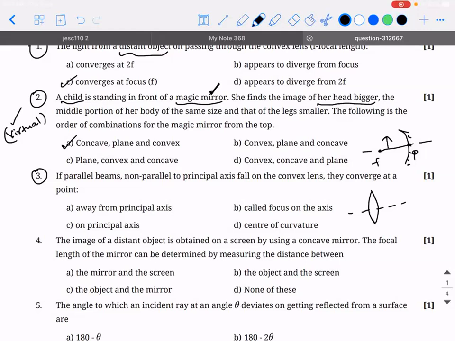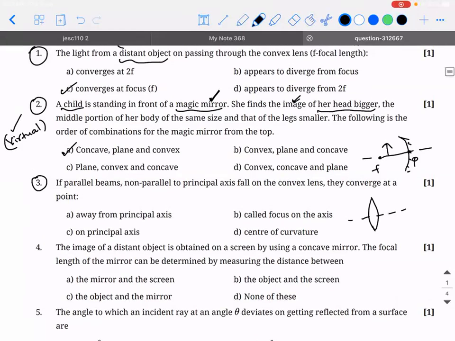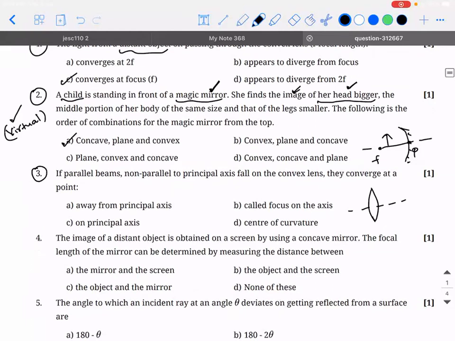So since she is able to find the image of her head bigger, I could conclude that she is able to see herself. She will be able to see herself only when it is a virtual image, right? And virtual images are produced by only three mirrors. What are they? Plane mirror, convex mirror, and concave. Convex always forms virtual, but concave forms virtual under only one scenario. When is it? When you place it between the focus and the pole. I hope you remember this.